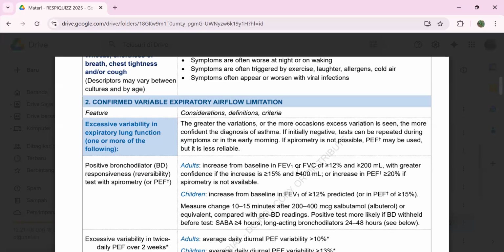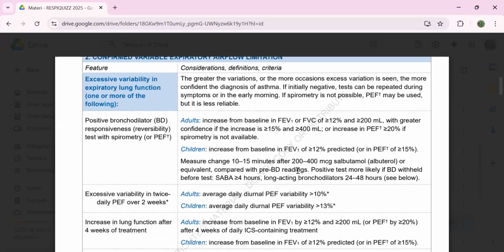Measure the change 10 to 15 minutes after 200 to 400 micrograms of salbutamol or albuterol or equivalent. Compare with pre-bronchodilator readings. A positive test is more likely if the bronchodilator was withheld before the test: SABA for more than or equal to 4 hours, long-acting bronchodilator for 24 to 48 hours.